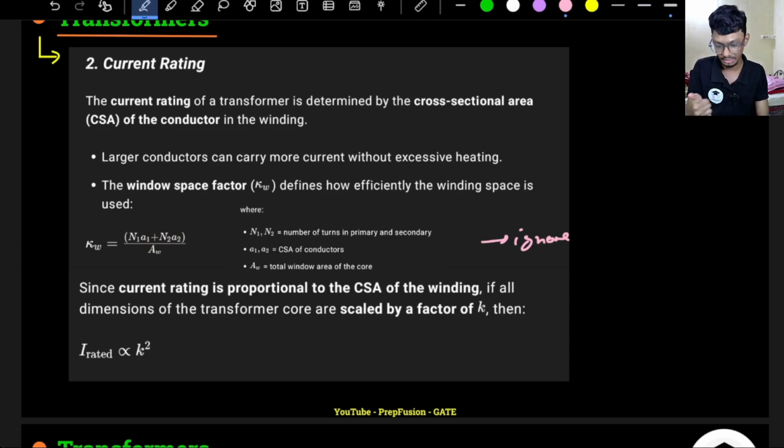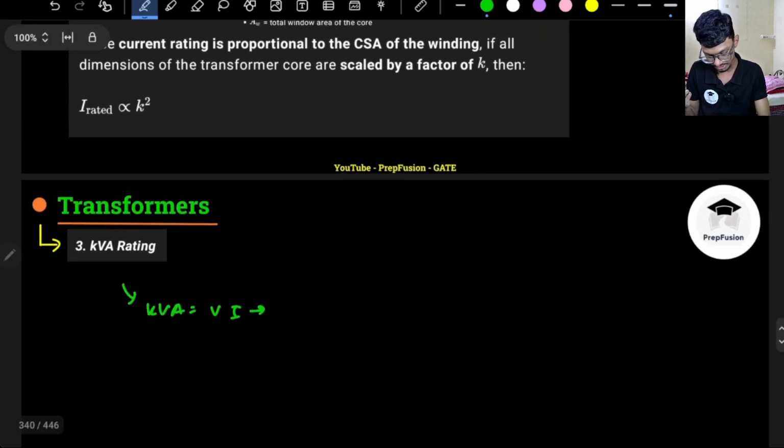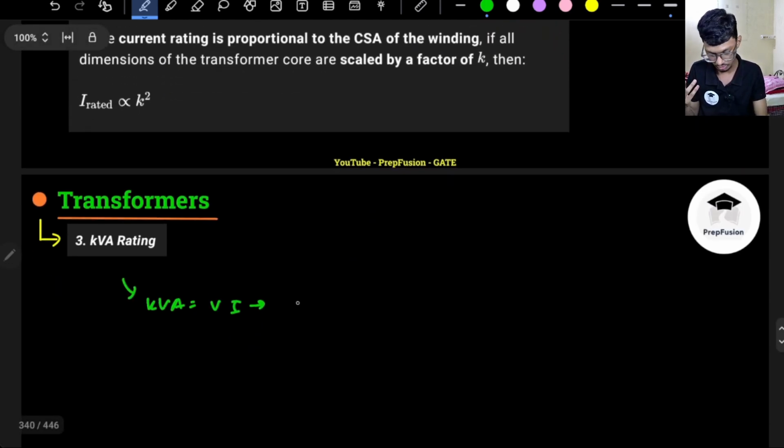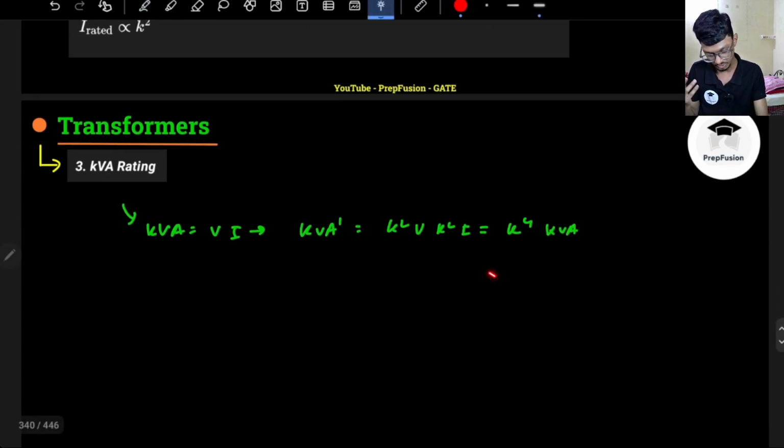So if current is scaled by k square and voltage is scaled by k square, what will happen to the kVA rating? kVA is voltage into current. So kVA will be scaled by k square into V into k square into I. So basically kVA will be scaled by k raised to power 4 into kVA.